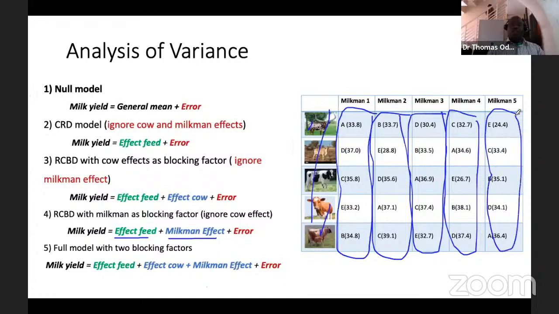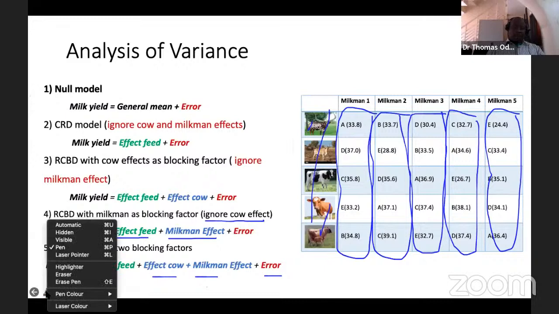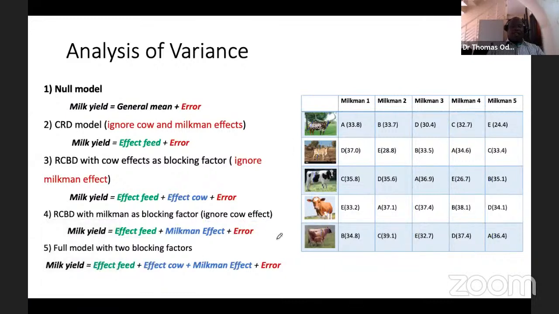Okay, and so on and so forth. So in this case, we assume that we can ignore the cow effect. Then of course, the full model where we consider everything to be in the model, and whatever we cannot explain now becomes part of the error. So you can see clearly that when we do our analysis of variance, the error term should be reducing as we move this way.